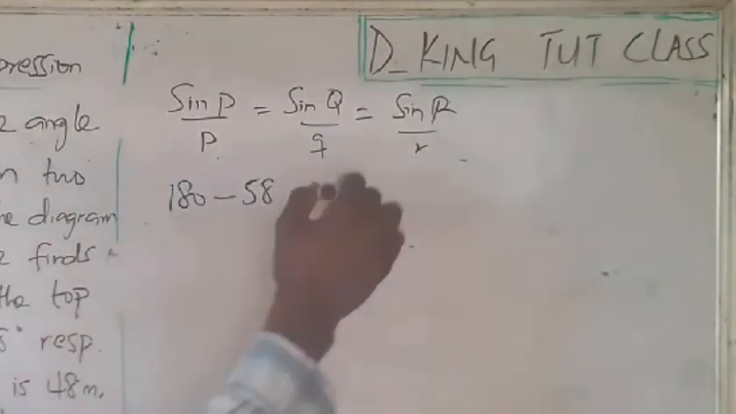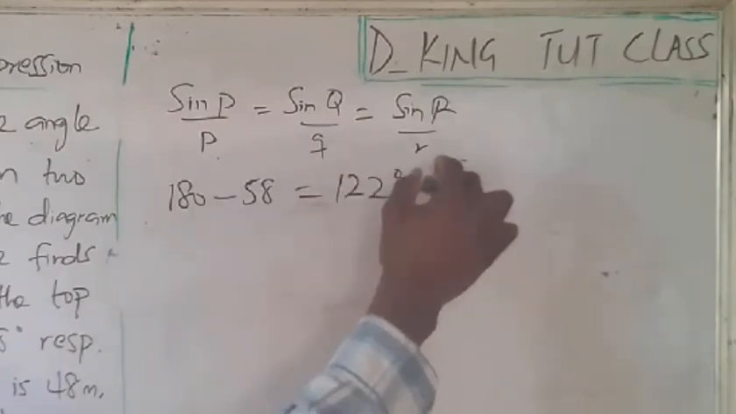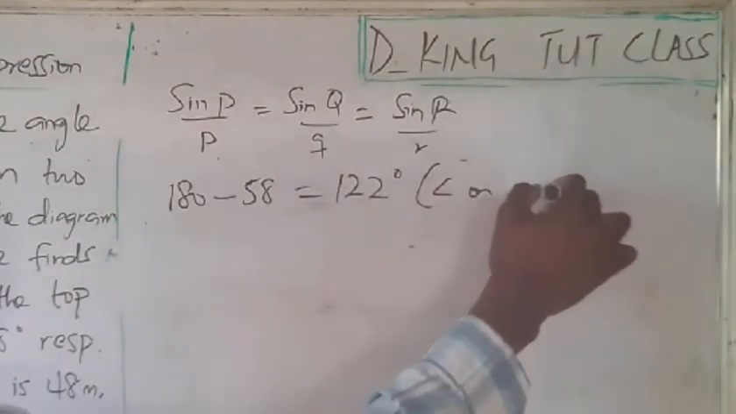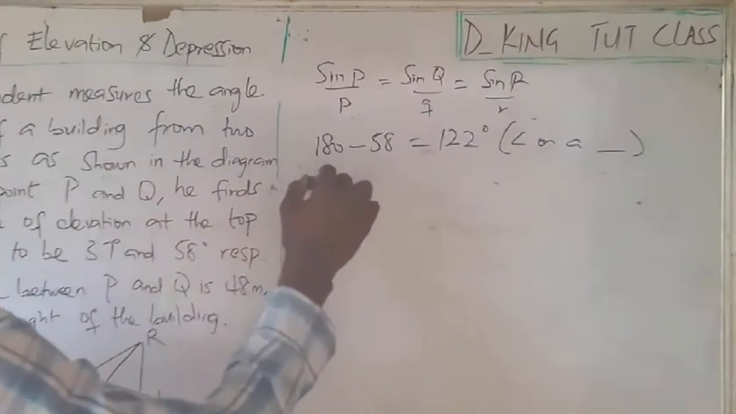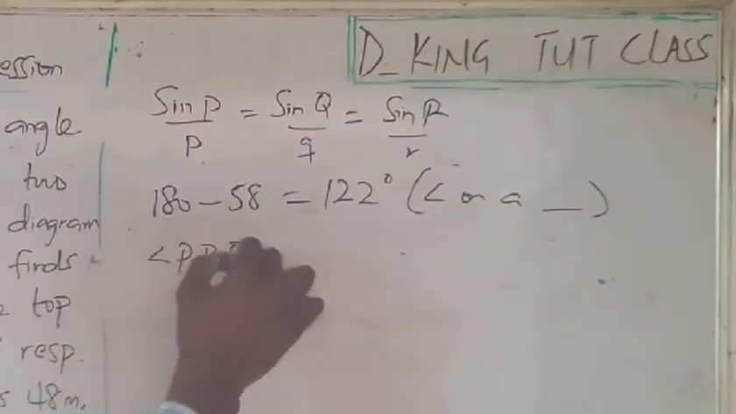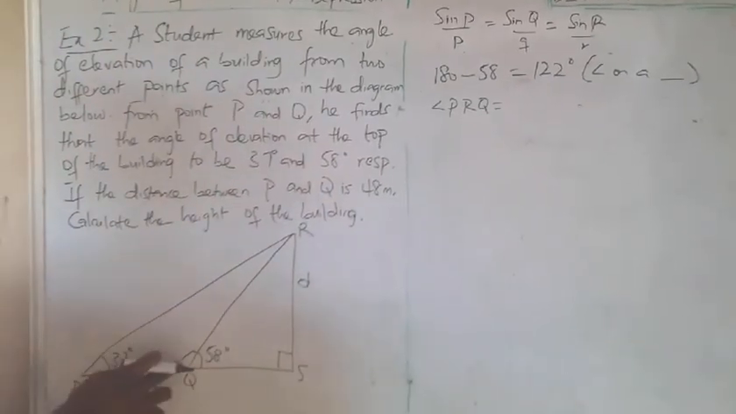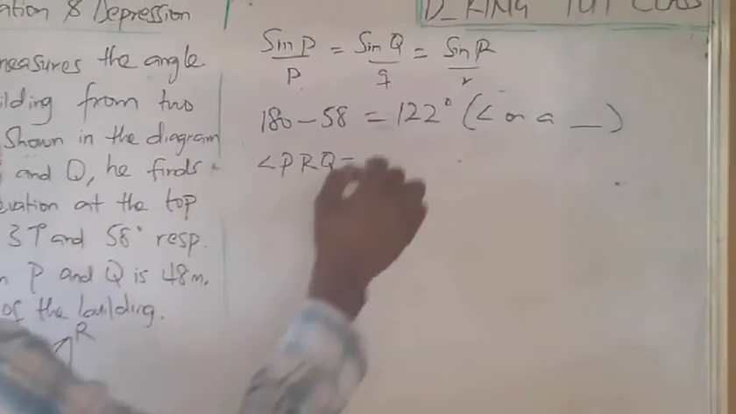Which gives us 122 degrees. What's the reason? Angles on a straight line. Angle on a straight line will give angle PQR. So, to get angle PRQ, this plus this from 180 will give this angle.